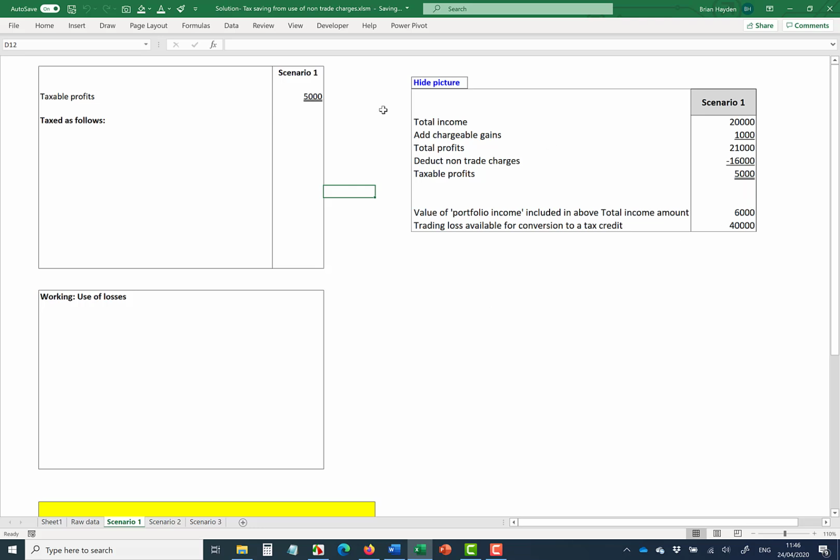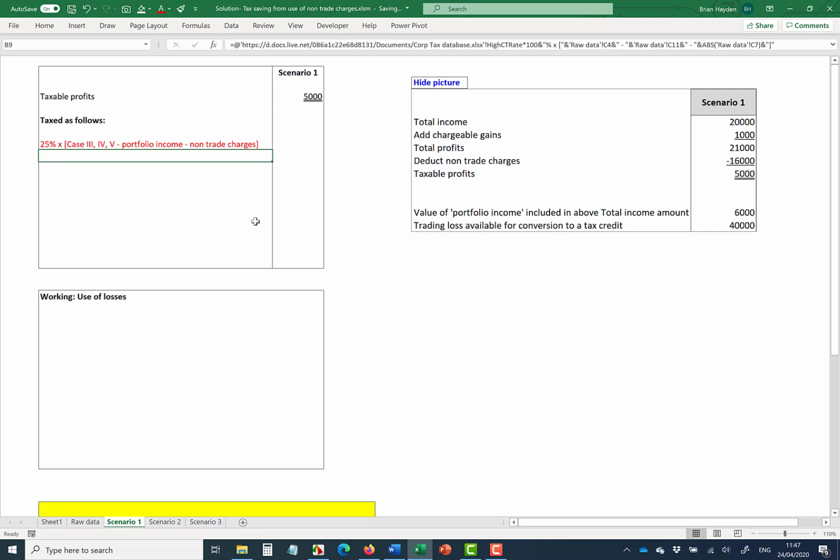So you can see we've got taxable profits of 5,000 euros. And how's that taxed? Well, 25% on the case 345. So I'm just going to highlight that general formula there. So case 345 is the full amount minus portfolio income, which we were told is 6,000, minus non-trade charges. So when you do the maths there, you've got 25% of 20,000 less the 6 that was included in that 20,000 and minus the non-trade charges of 16. So we end up with nothing being taxable at 25%.